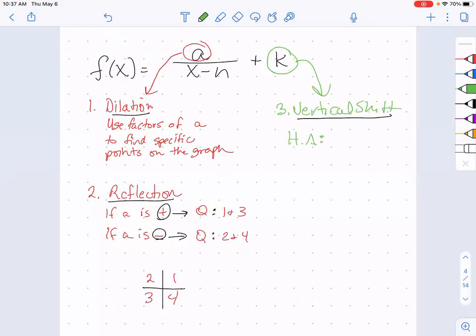Normally, the horizontal asymptote is on the x-axis, which we call y equals 0. As we move it, it's going to change and be y equals whatever that k number is. We're going to remember that we keep the sign. Remember, it goes in the direction that we expect it to. We keep the sign of the k as it shifts up and down.